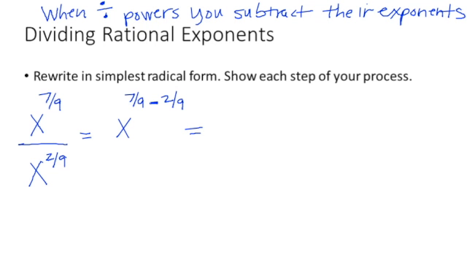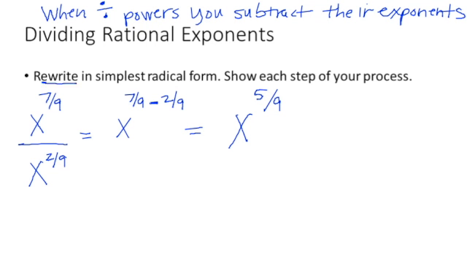Easy. Thank goodness we have a common denominator. If we did not, then it would be a little bit more cumbersome and we would have to get a common denominator, but we don't. So we can just say that this is x to the 7 minus 2, which is 5/9.